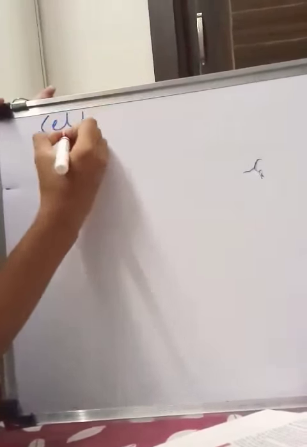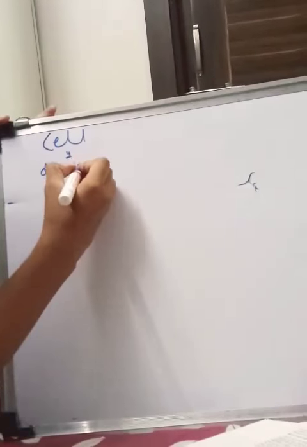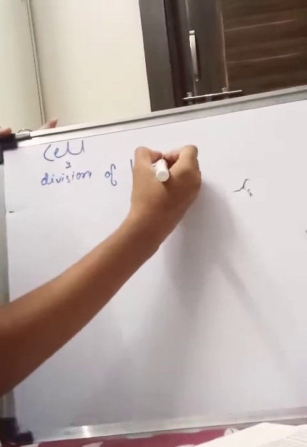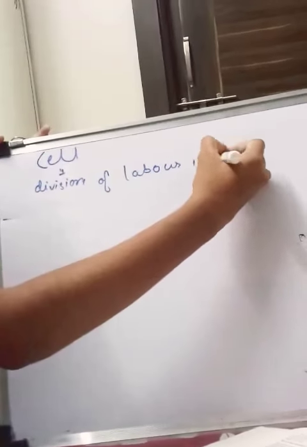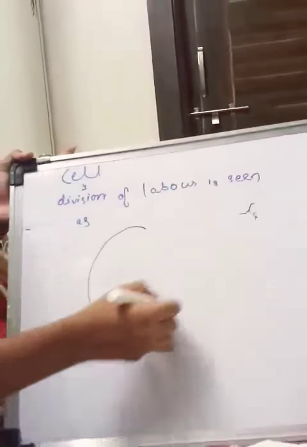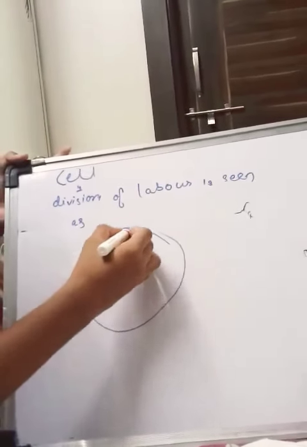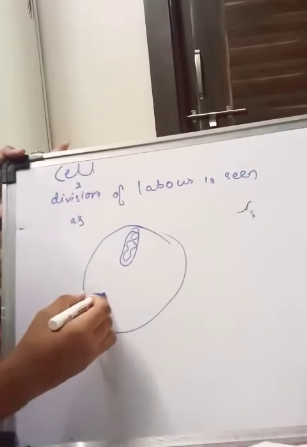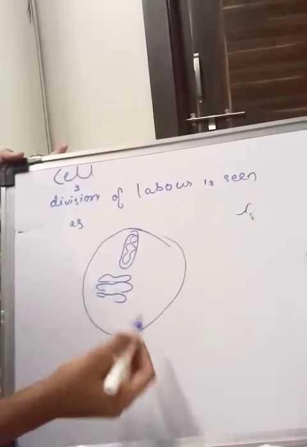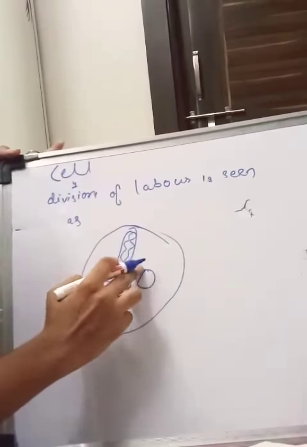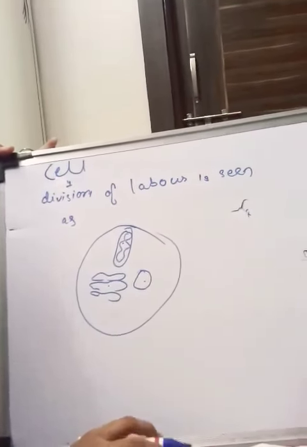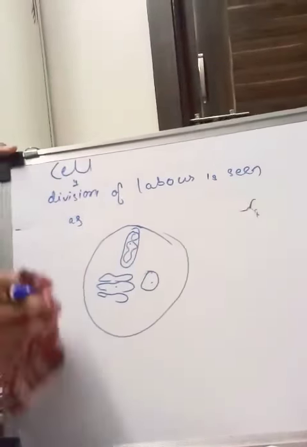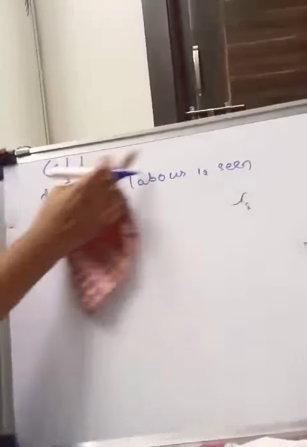In a cell, there is division of labor seen, as in a particular cell there are mitochondria, Golgi apparatus and nucleus, and they all have their particular functions to do. That's why in the cell there is division of labor, like in our body. In our body also division of labor is seen, like the heart pumps blood.